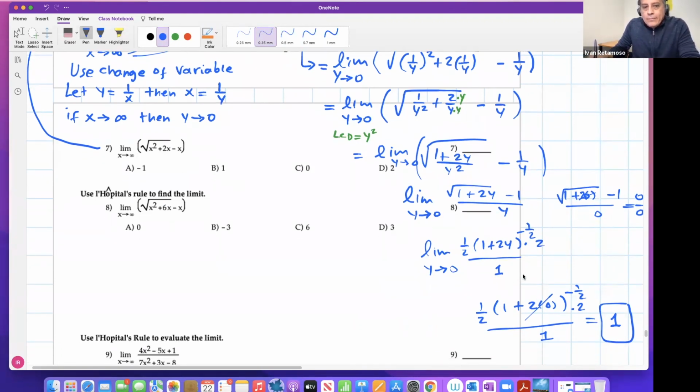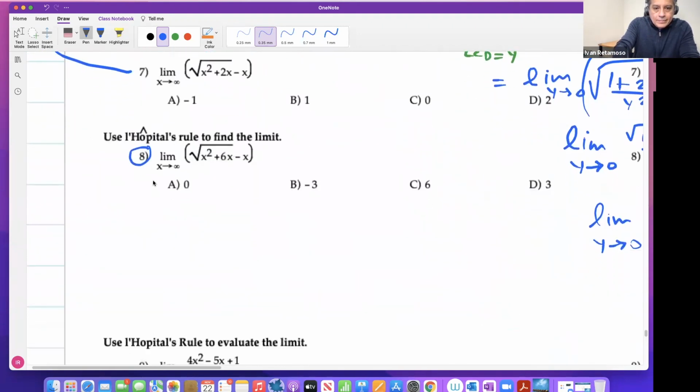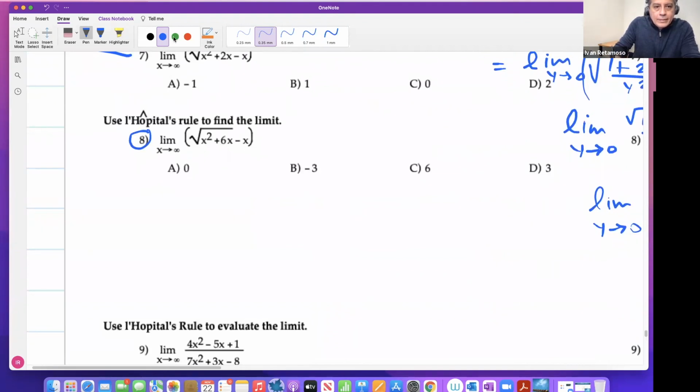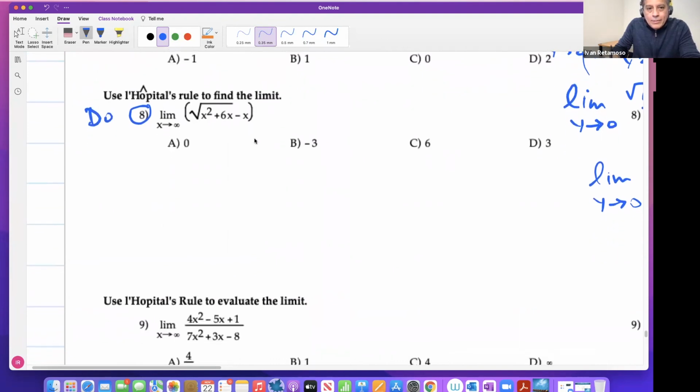Let's try to finish up with number 8. Let's see if you can figure this out. Try to do this, but the rest are easy, really. I will give you a hint. Again, we have this similar form. Since when plugging in you get infinity minus infinity, we are supposed to use L'Hopital's rule, but for that, use the change of variable.